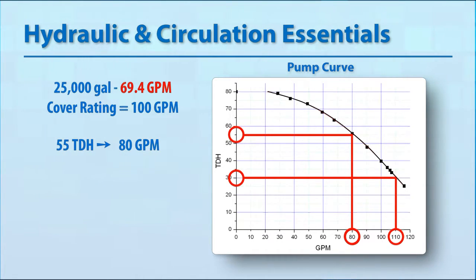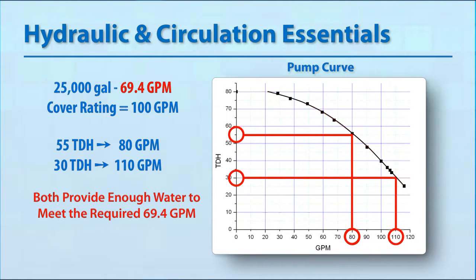The problem is, if we measure TDH and it turns out to be only 30, we really have an actual flow rate of 110 GPM, not 80. This is okay for cleanliness and sanitation, which is historically the intent of specifying TDH in a code. But the actual flow rate now exceeds the 100 GPM rating of the cover. A little extra water is not a problem for circulation, but it can be a problem when sizing the cover.